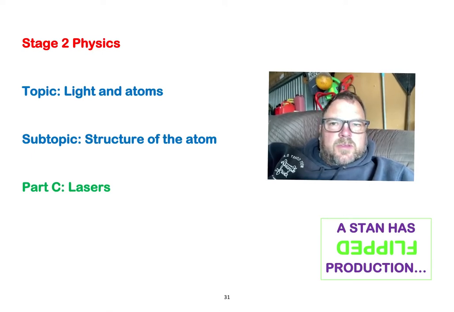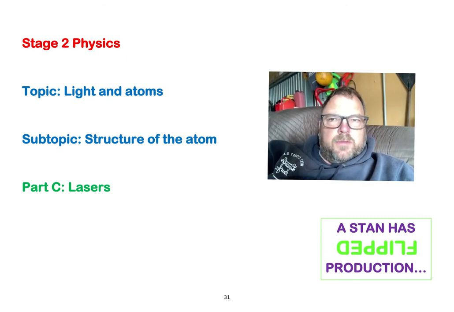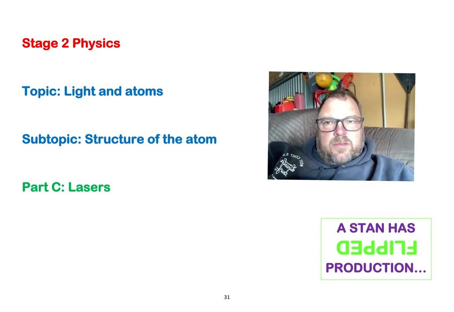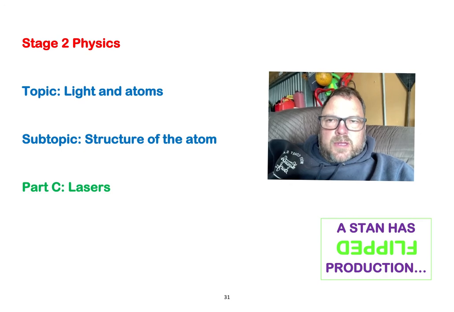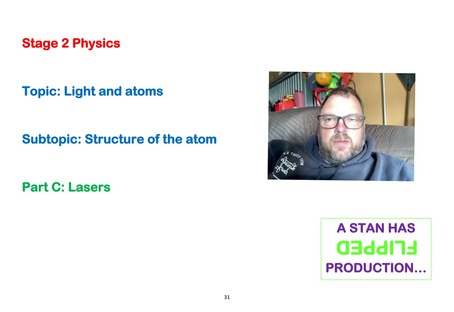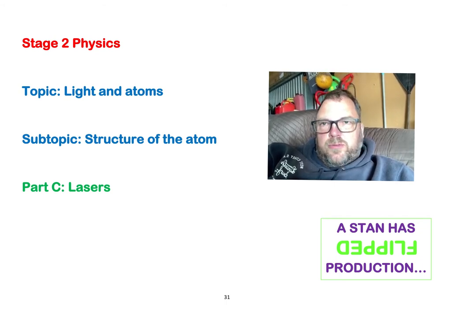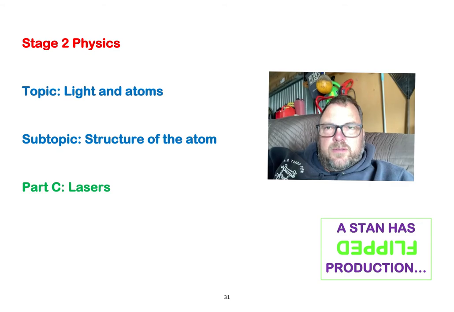Okay, let's continue looking at the structure of the atom subtopic in the light and atoms topic. And in this final episode, we're going to look at lasers, or how lasers work. And in particular, we're going to look at the concept of stimulated emission, which is basically the principle on which lasers work. Let's get into it.